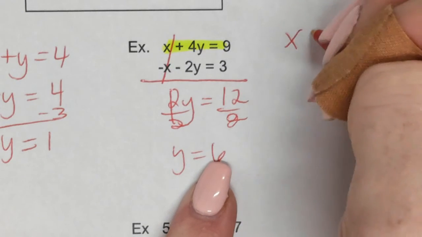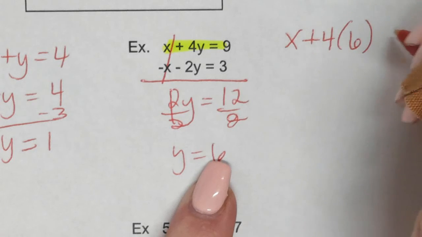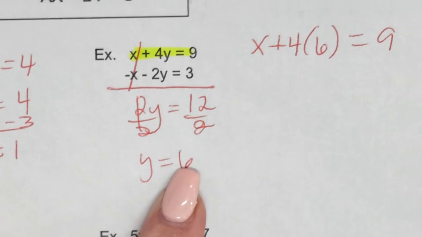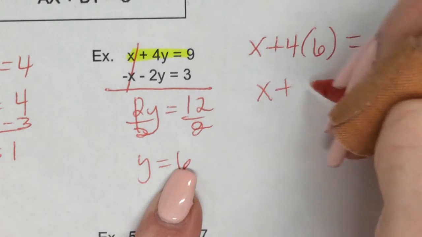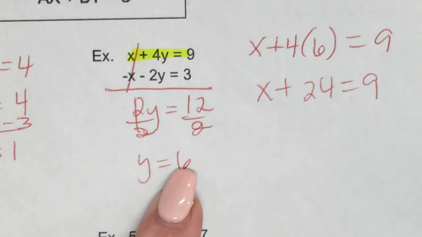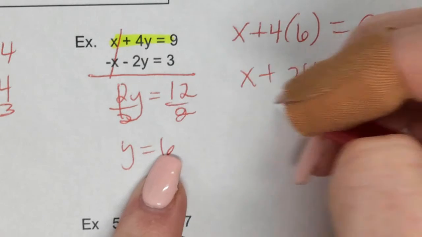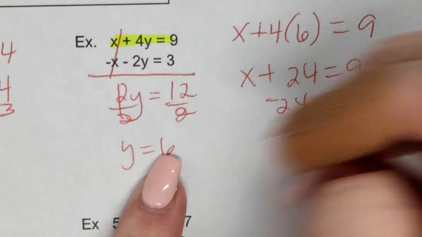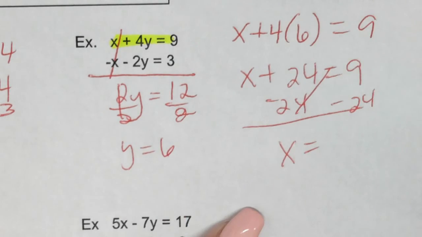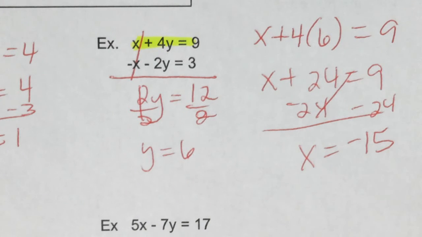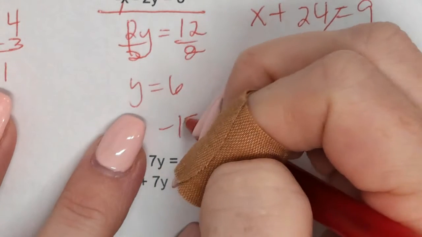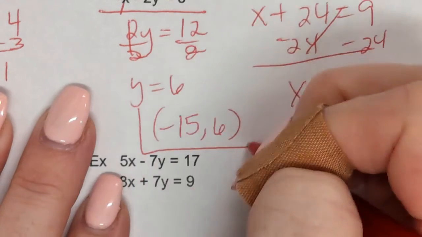So I have x plus 4 times 6 equals 9. So x plus 24 equals 9. What's my last step going to be? Minus 24. And so the value of x is negative 15. How would I write my answer? Negative 15, comma 6.